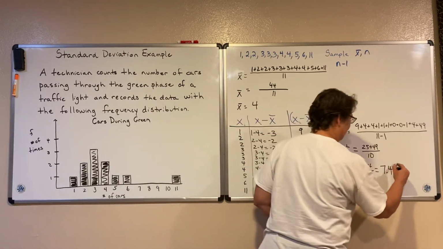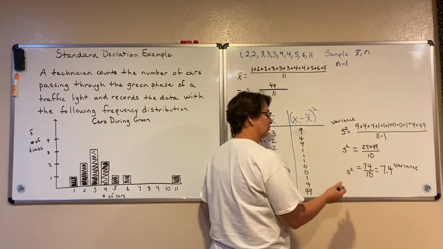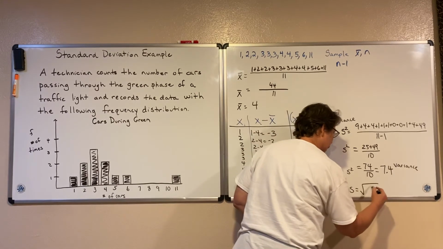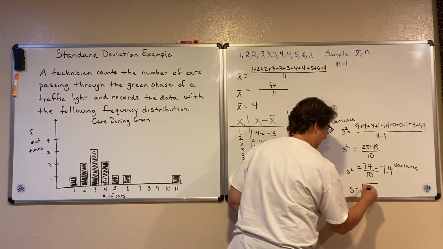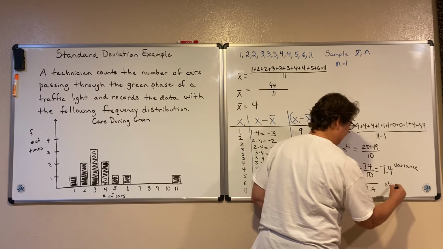So that's the variance. Now to find the standard deviation, all I do is take the square root of that. The square root of 7.4 is my standard deviation. So I found my standard deviation.